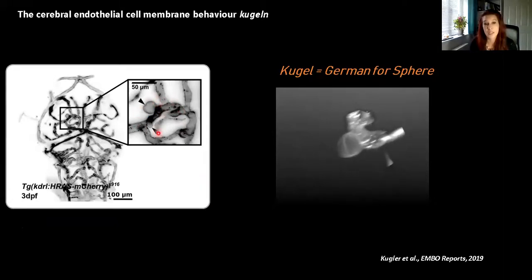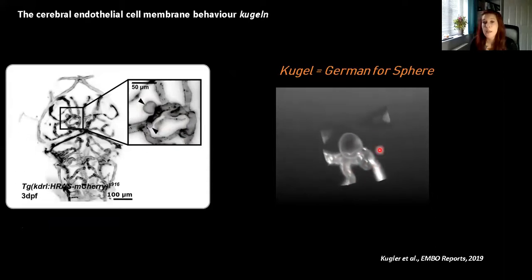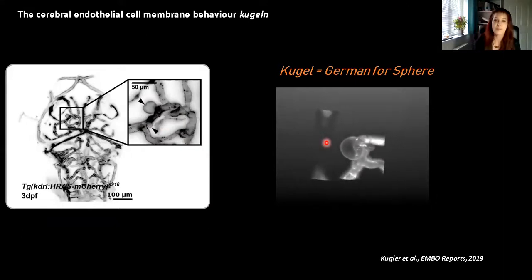And this is what they look like in 2D, but in 3D, they actually look like this. So this here is the structure of interest, and underneath is just a vessel segment. And because they are spherical in shape in 3 dimensions, we have termed them Kugeln, which is the German word for sphere. And so we really wanted to know a little bit more about these structures.